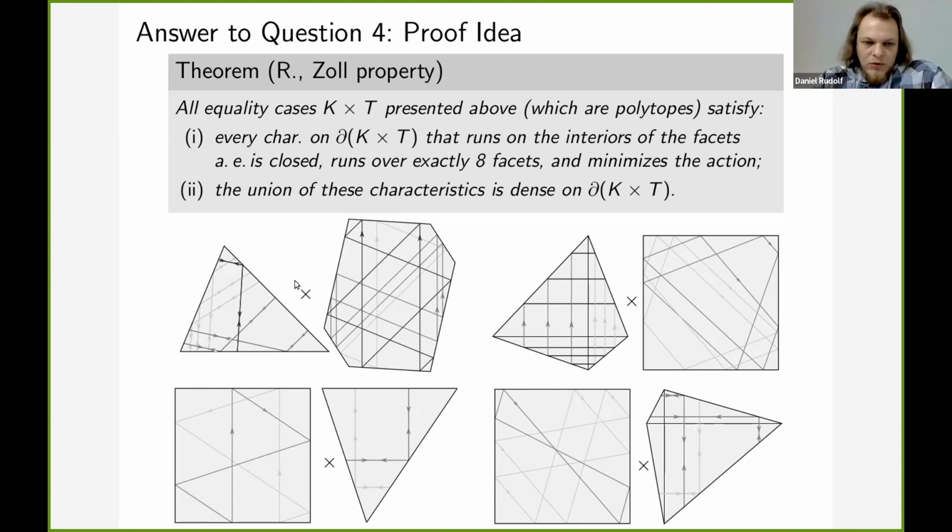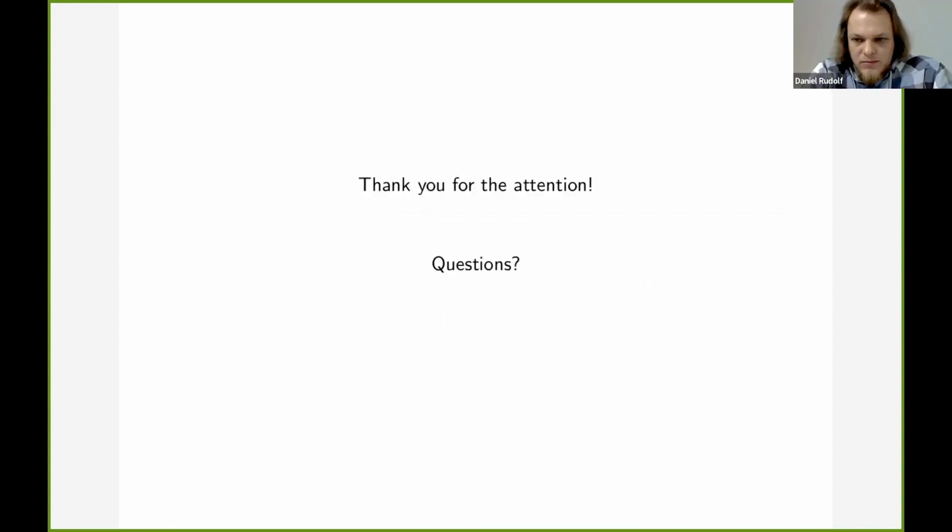And one also has the density of the Minkowski billiard trajectories for the sets on the left, as well as for the sets on the right. And this translates back into the density of the characteristics on the boundary of these Lagrangian products. Okay, and I will maybe stop here, and thank you for the attention. Thank you very much.